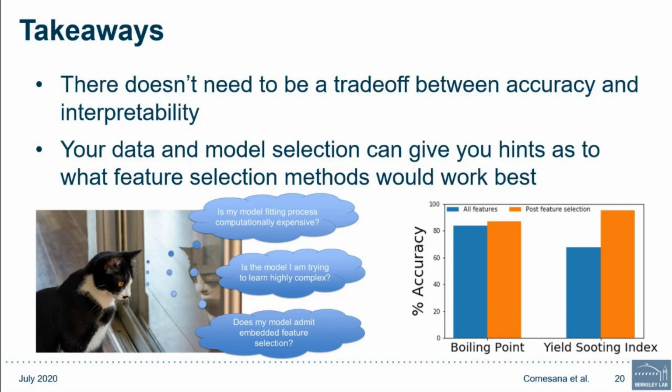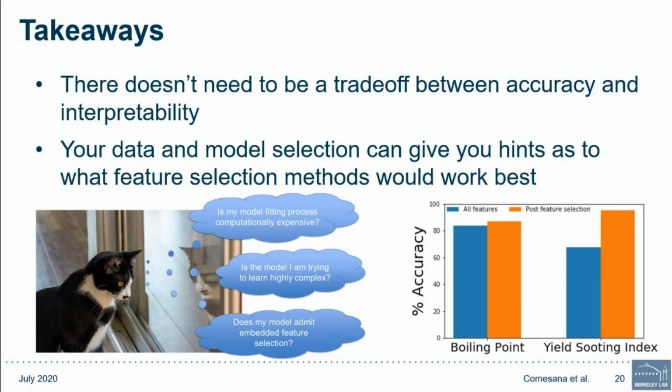As you've noticed, there doesn't need to be a trade-off between accuracy and interpretability. And as I've shown you, we were able to take over 900 features and narrow them down to 7 while improving accuracy and being better able to interpret our model and find relationships between our molecular descriptors and our target properties. Remember that your data can give you hints as to what feature selection method can work best.